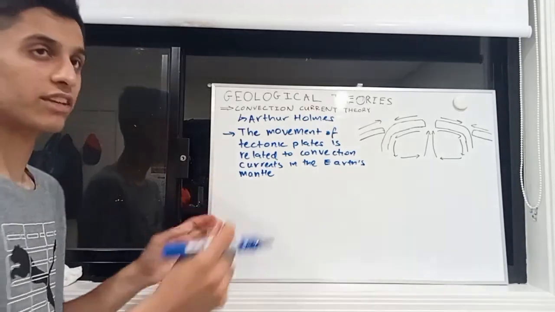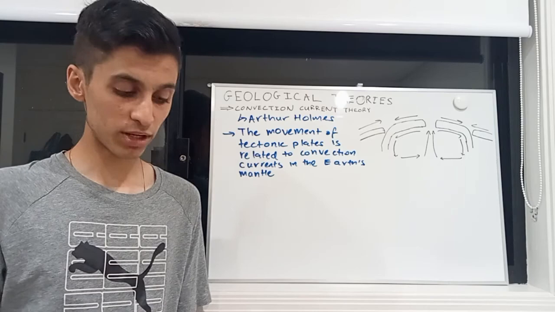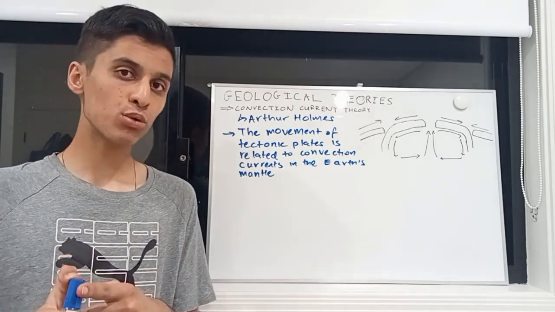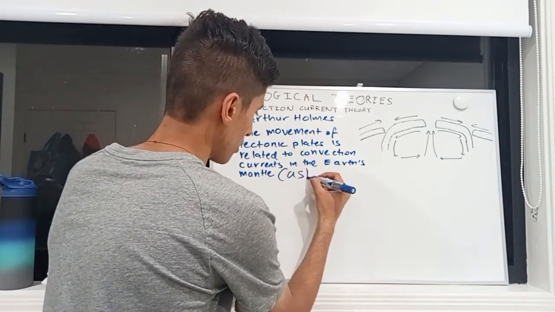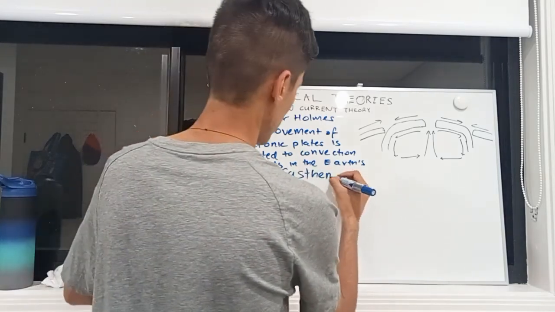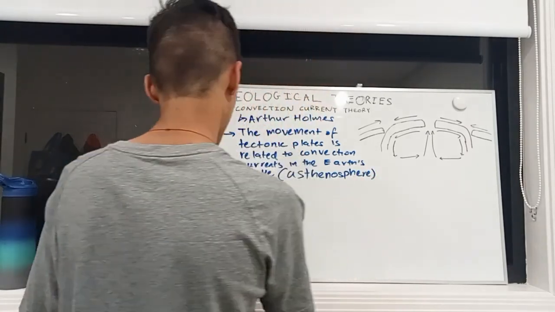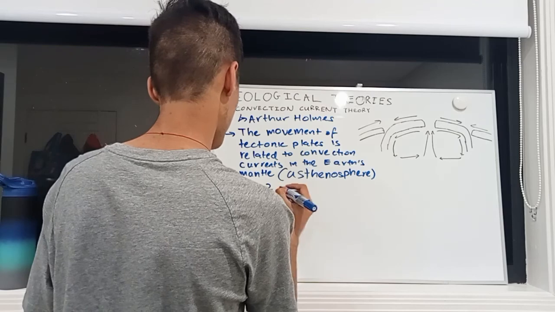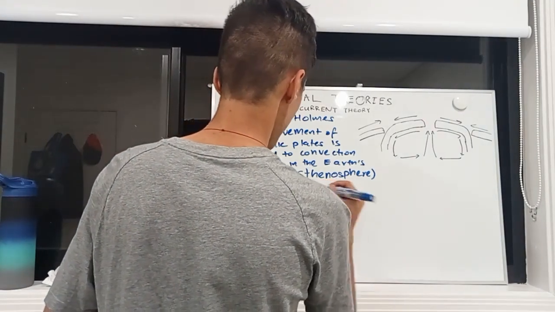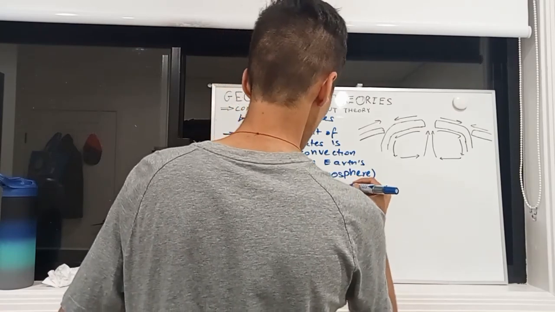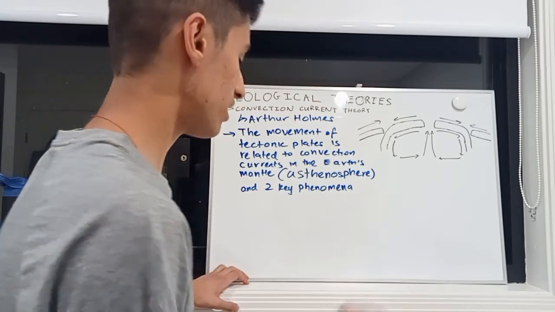And with these convection currents in the Earth's mantle, there are also two other key phenomena known as slab pull and ridge push. And now slab pull and ridge push we'll look into very soon. But firstly, let's have a look at convection currents.